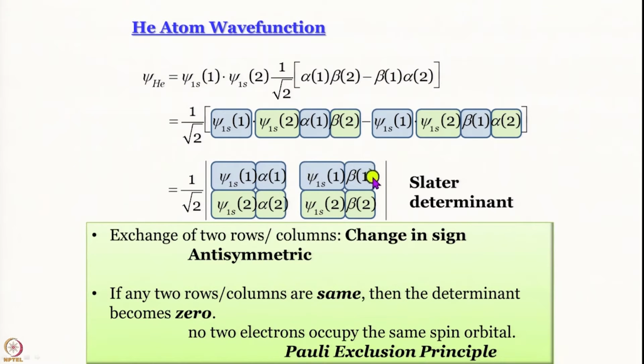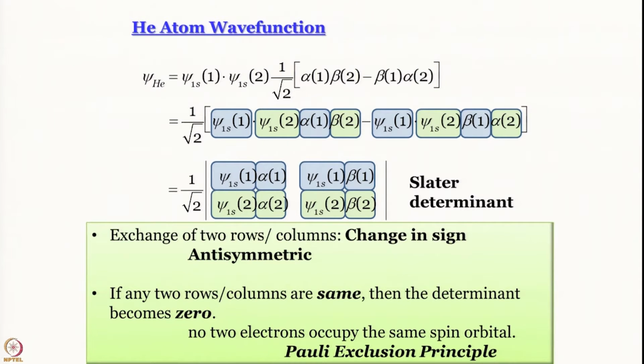of a Slater determinant. The good thing about Slater determinant is that if we just exchange 2 rows or columns, there is a change in sign which implies that it is antisymmetric, and also if any 2 rows or columns are the same, then the determinant is 0, which ensures that no 2 electrons can occupy the same spin orbital. It is as simple as that.